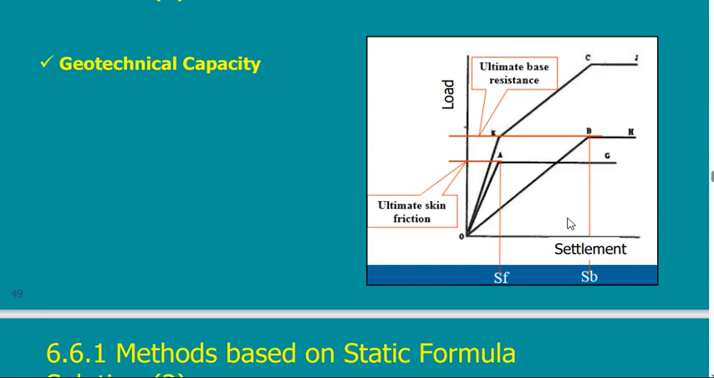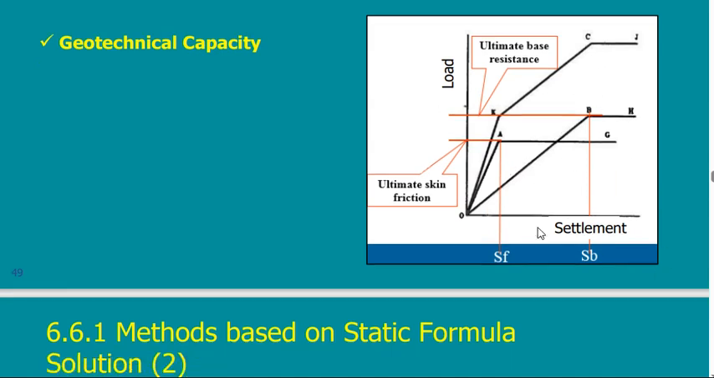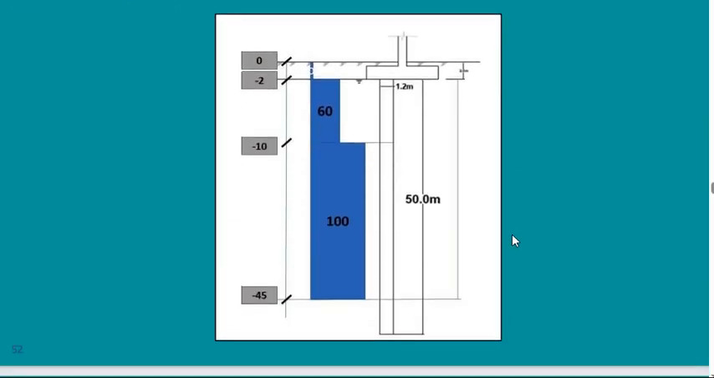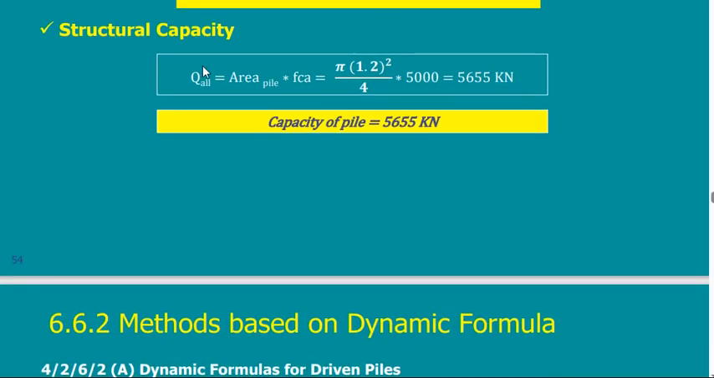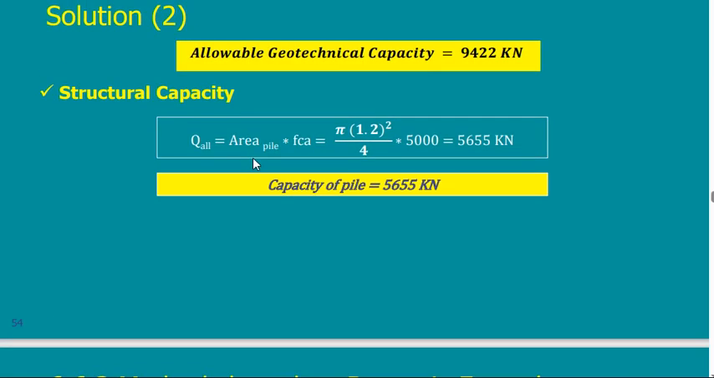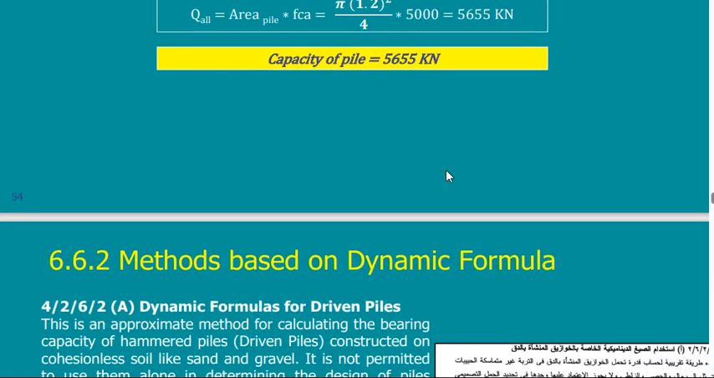That's all in Arabic. So now this is a summary of what we have just said before. Structural capacity is just an equation: FCA multiplied by the area of the pile. This will give me the capacity of the pile as a section itself, as a concrete section or as a steel section or whatever. So I will just calculate the carrying capacity of the pile itself. I will compare them, take the minimum.